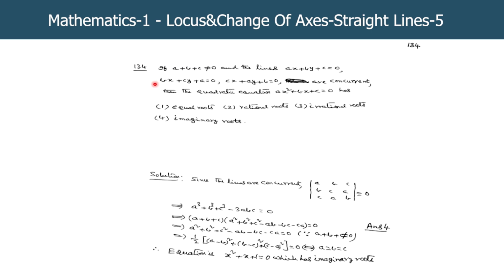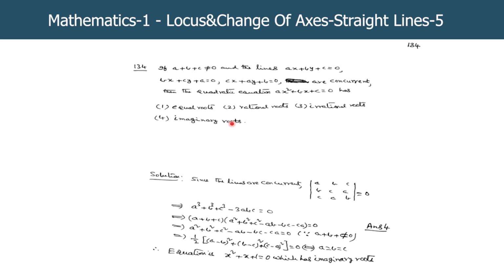134. If A plus B plus C is not equal to 0 and the lines Ax plus By plus C equal to 0, Bx plus Cy plus A equal to 0, Cx plus Ay plus B equal to 0 are concurrent, then the quadratic equation Ax square plus Bx plus C equal to 0 has: 1, equal roots; 2, rational roots; 3, irrational roots; 4, imaginary roots. Right. And all of you know that for the concurrence of three lines, the condition is that the determinant formed by their coefficients is equal to 0. So here the determinant with rows A, B, C; B, C, A; C, A, B is equal to 0.